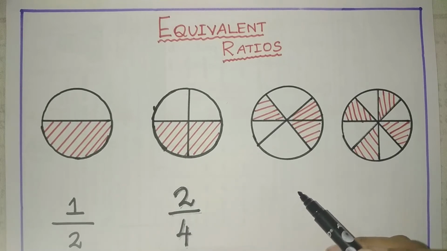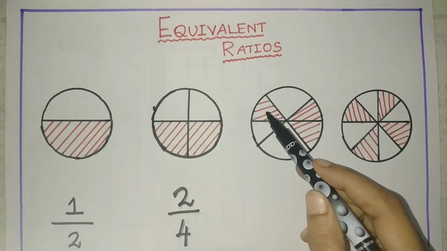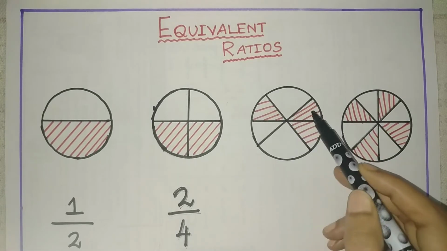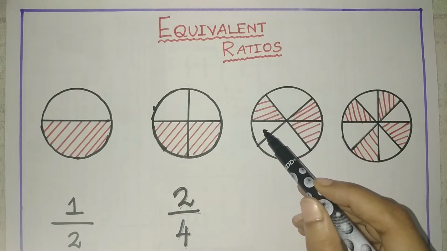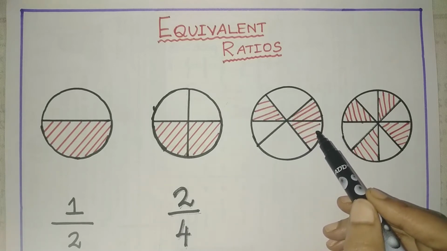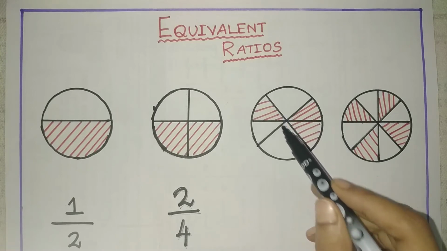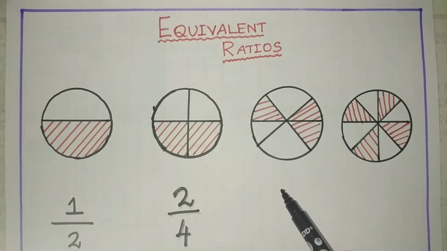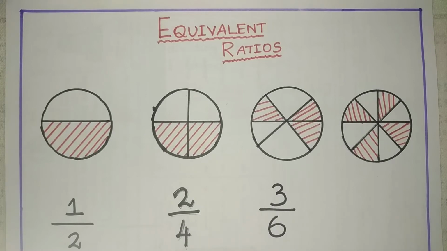And this one. Totally how many parts are there? Let's count. 1, 2, 3, 4, 5 and 6. How many shaded parts are there? Yes, very good. 1, 2 and 3. So let's write the ratio of shaded part to the total parts. So 3 shaded parts and the total number of parts are 6.